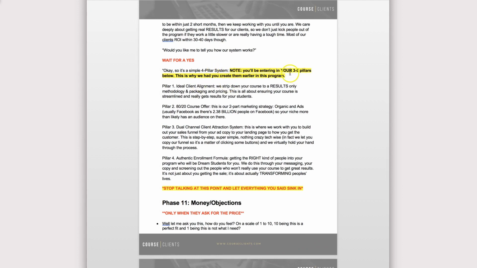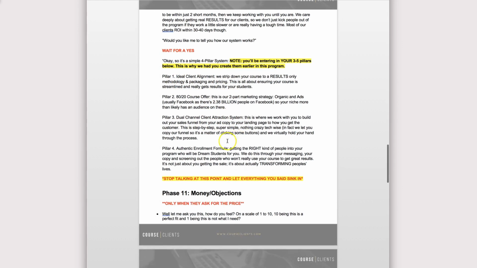Okay, so it's a simple 4-pillar system. Now note, you'll be entering in your 3 to 5 pillars below. This is why we had to create them earlier in this program. If you've noticed, everything we do in this program is for a reason. There's nothing in here that's not needed or not necessary. So those pillars that you worked on in your course packaging blueprint go here. And this is what you get into. You don't get into super specifics, just what your pillars do. Ideal client alignment, 80/20 course software, dual channel client attraction system, authentic enrollment formula.